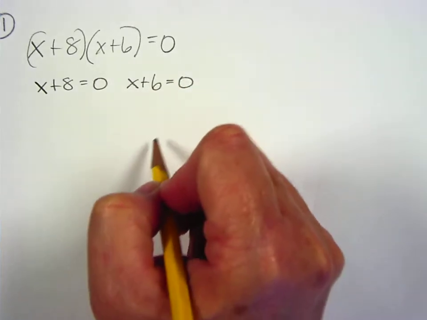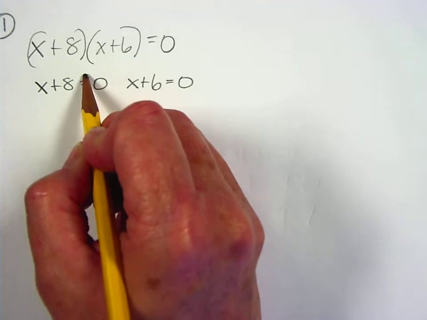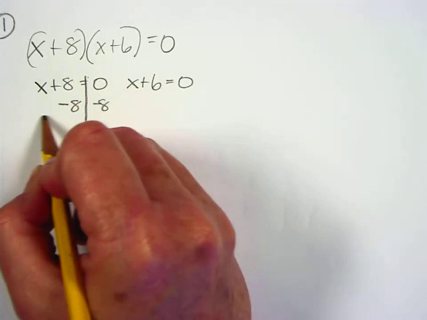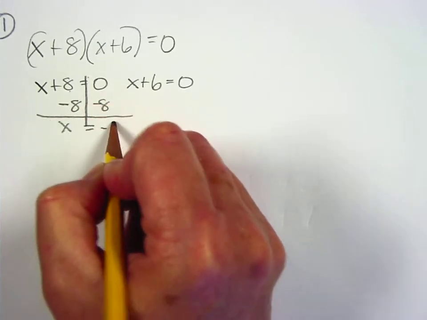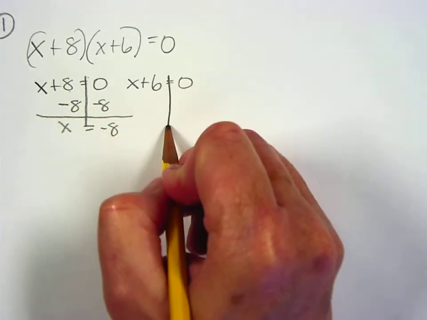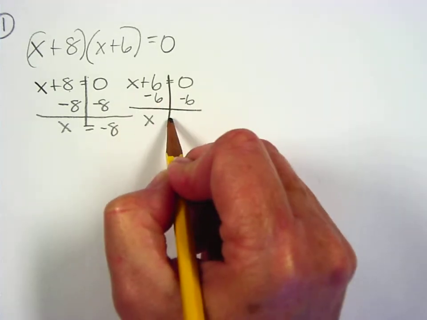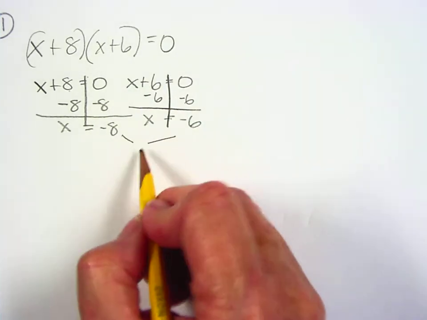And then after we set each factor containing a variable equal to 0, we're going to solve by isolating the variable. So here we would get rid of this 8, and x would be equal to -8. And here we would get rid of the 6, and x would be equal to -6. These are your two solutions.